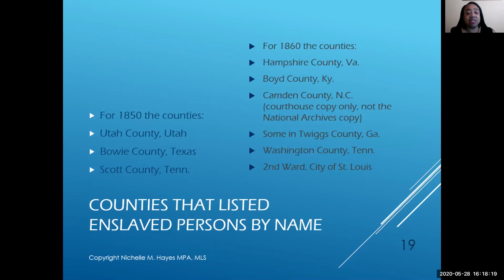So here are the counties that listed enslaved persons by name. In 1850, Utah County in Utah, Bowie County in Texas, Scott County in Tennessee, and then we have several counties in the 1860s: Virginia, Kentucky, North Carolina, Georgia, Tennessee, and then the second ward in St. Louis. So if you happen to have relatives that were in those areas, you might be able to stumble upon their actual names in those slave schedules. Again, most slave schedules did not give you the names. It just tells you big picture how many people were living on that farm or plantation.